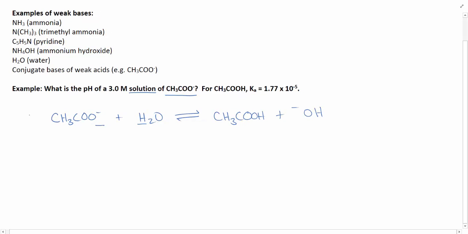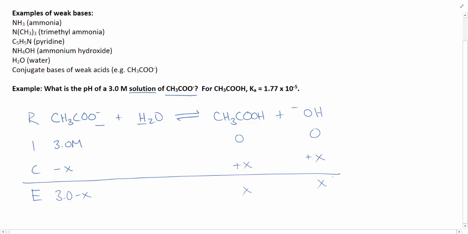So now we need to complete our RICE table. So reaction, initial, change, and equilibrium. Here we don't have any change in volume, so I can simply use the concentration that's given as my initial. So here we have 3.0 molar as our initial concentration of the acetate anion. The change is going to be just a little bit, because only a little bit's going to react because it's a weak base. So we can say minus x, which of course means we need to put plus x and plus x over here because anything we lose on the left is added to the right. We start with 0 of both of these, so the equilibrium is 3.0 minus x, x, and x.